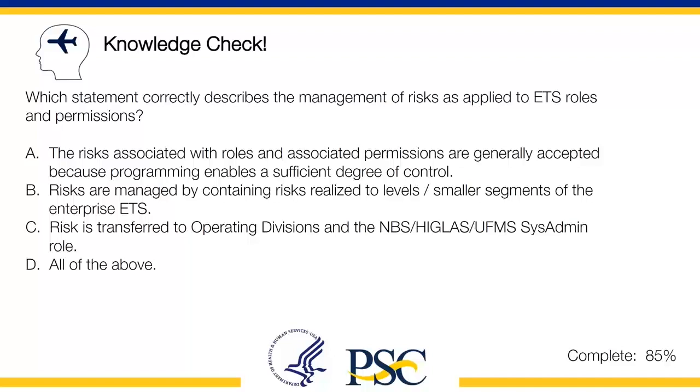Which statement correctly describes the management of risks as applied to ETS roles and permissions? A. The risks associated with roles and associated permissions are generally accepted because programming enables a sufficient degree of control. B. Risks are managed by containing risks realized to levels, smaller segments of the enterprise ETS. C. Risk is transferred to operating divisions in the NBS/HIGLIS/UFMS sysadmin role. D. All of the above. Pause the video, consider your response, and then resume to learn the answer.